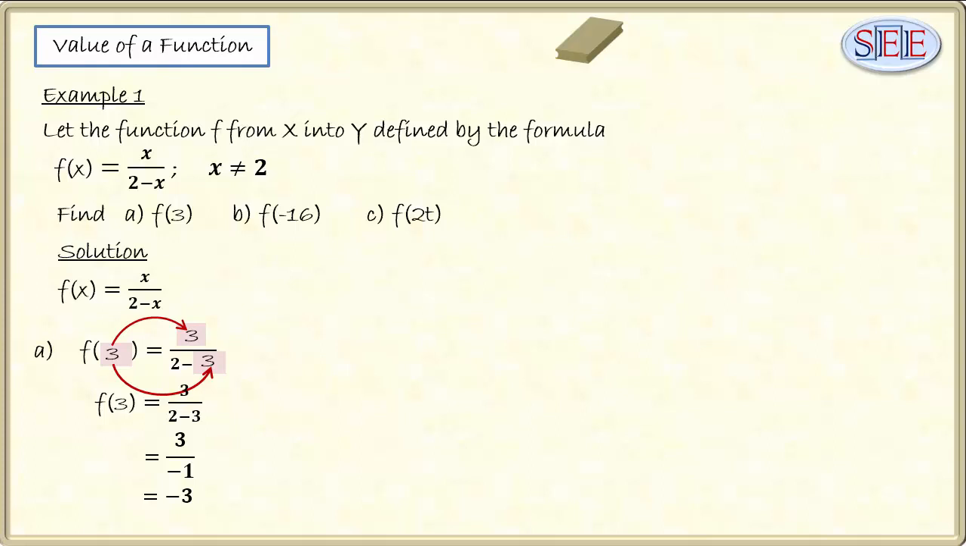I'll continue for b. For b, we are asked to find f of minus 16. f of minus 16 simply means the value of the function at x equals minus 16.